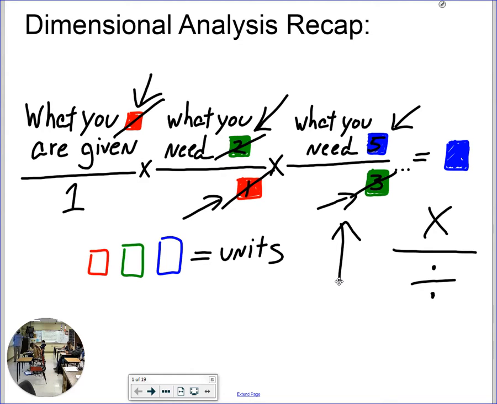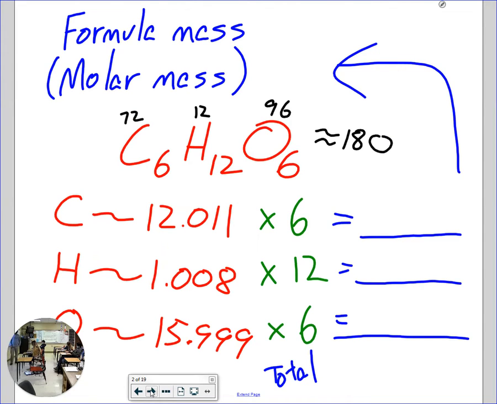Now when we look at stoichiometry, we need to be mindful of 2 important concepts. The first important concept is the concept of molar mass, or formula mass.